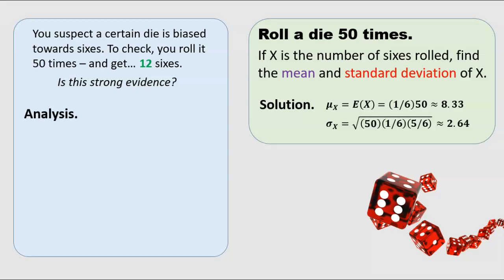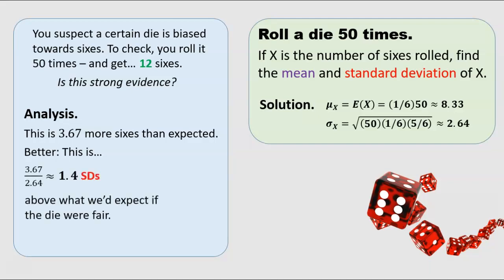You rolled 12 sixes, which is more than the expected number of 8.33. In fact, you've rolled 3.67 more sixes than what you would expect if the die were indeed fair. But that doesn't tell us all that much. A better way to think about this is to ask how many standard deviations above the mean this is. Now, a standard deviation is 2.64 sixes, which goes into our surplus about 1.4 times. That is, your observation of 12 sixes was about 1.4 standard deviations above what we would expect if the die were fair.